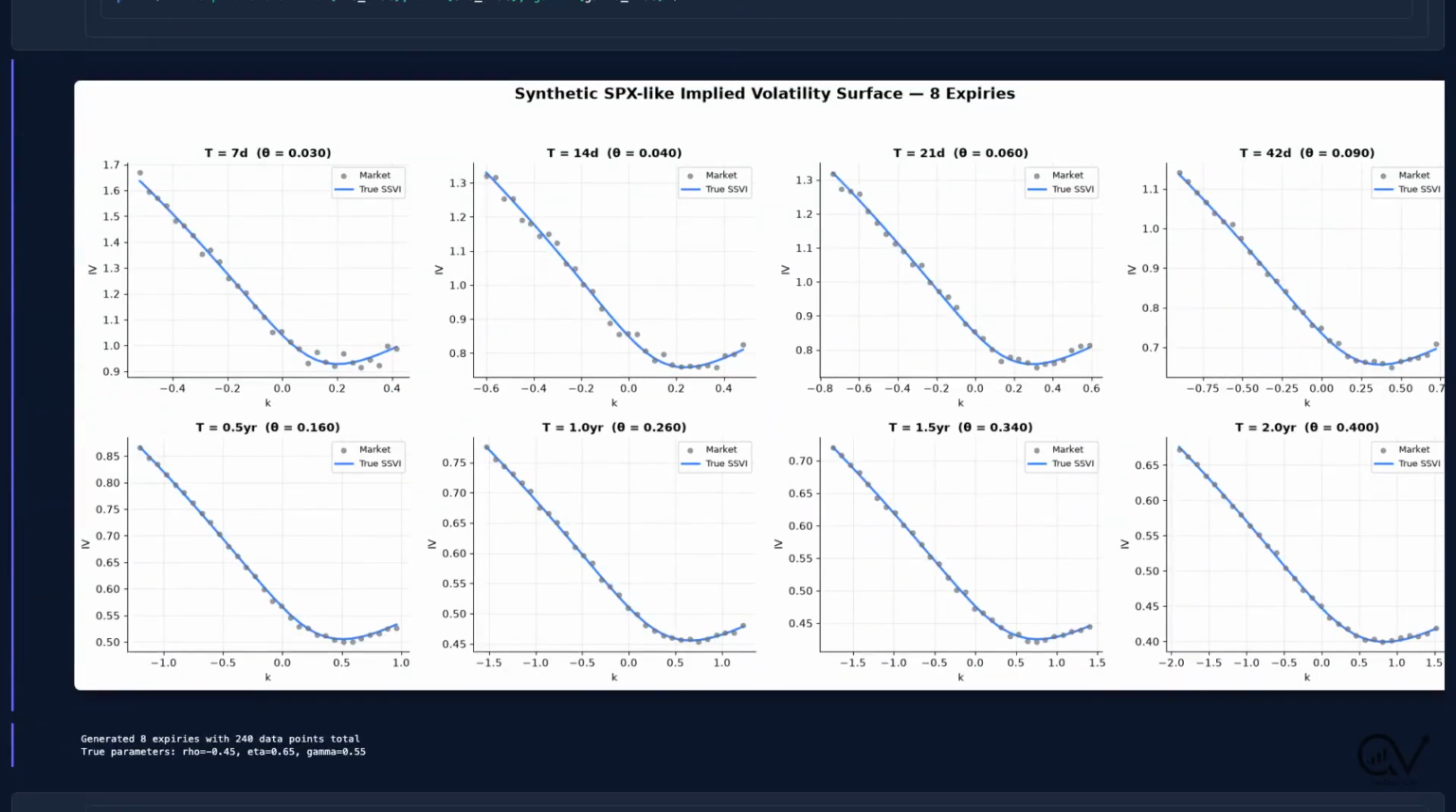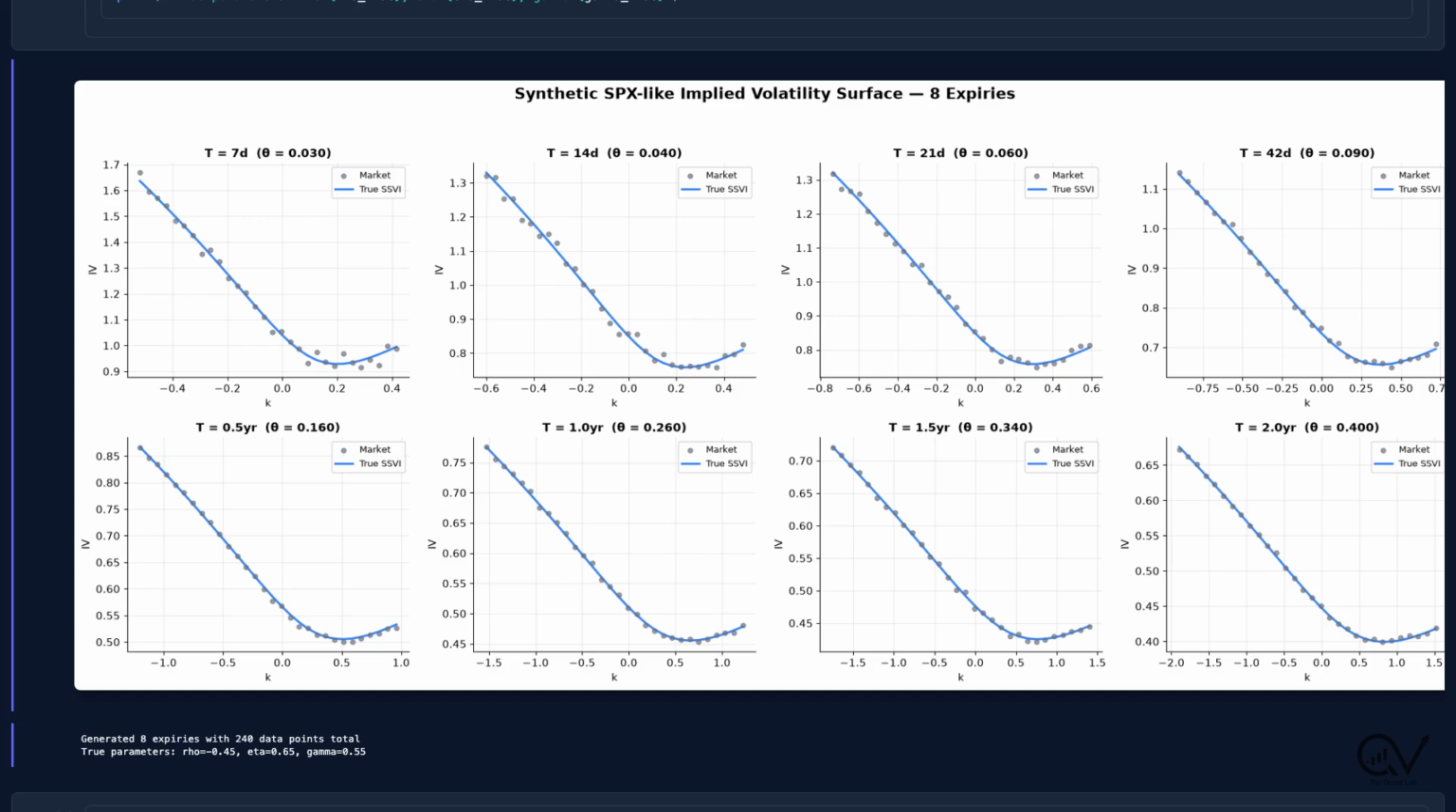The 8 panels show our synthetic SPX-like implied volatility surface. Gray dots are the noisy market observations with realistic bid-ask spread noise. Blue lines are the true SSVI surface we used to generate the data. The surface has the characteristic shape of equity option markets: a steep left wing for the short-dated options, high implied vol for downside protection, that flattens out at longer maturities.